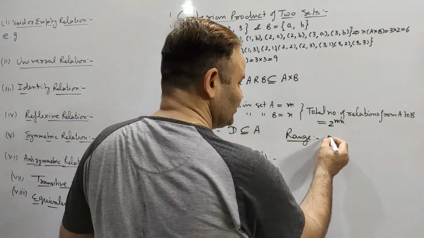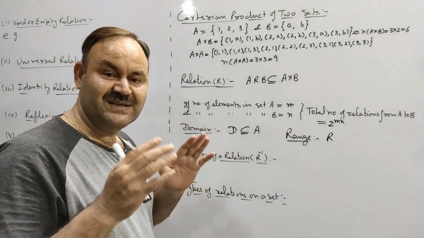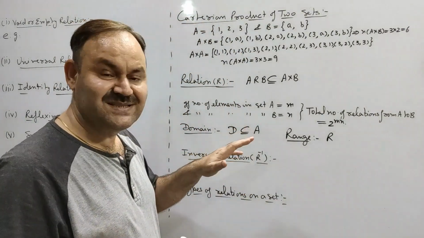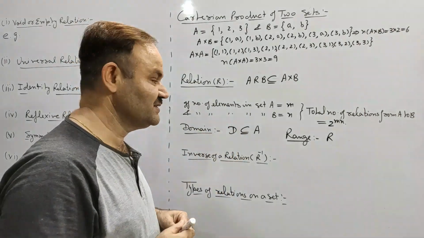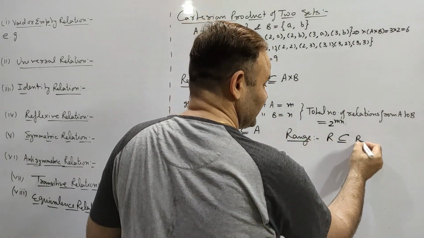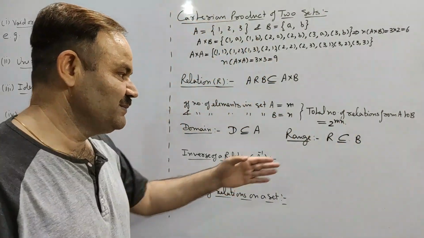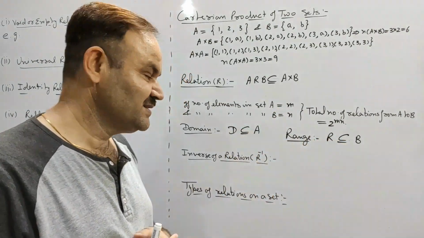While when we come to the range of relation, then range of relation will be the set of second elements of all ordered pairs contained by that relation. It means range will be a subset of second set, that is B. Either it will be equal to B or will be having a few elements less than B.